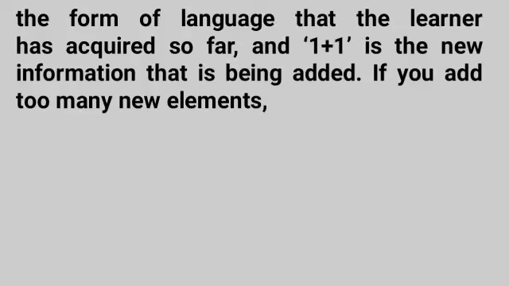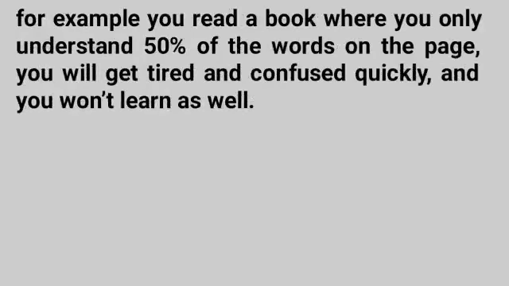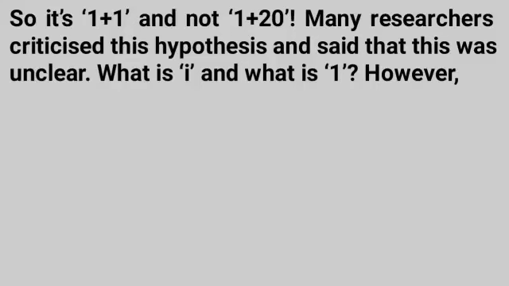If you add too many new elements, for example, you read a book where you only understand 50% of the words on the page, you will get tired and confused quickly, and you won't learn as well. So it's i + 1 and not i + 20. Many researchers criticized this hypothesis and said that this was unclear.